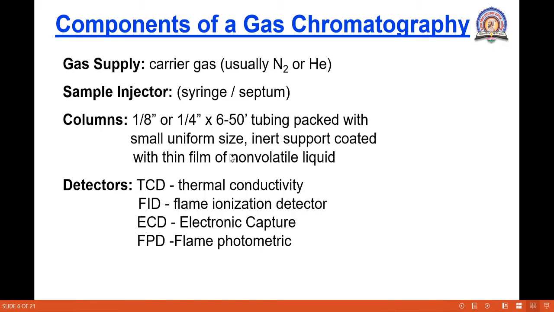So the column nature is like this. Then detectors: these are the different detectors used for gas chromatography. Out of that we only discuss three detectors, because these three detectors are in our syllabus. That's why we only discuss the three detectors.